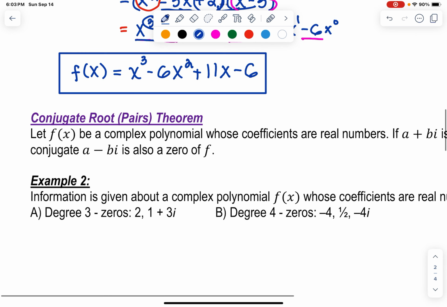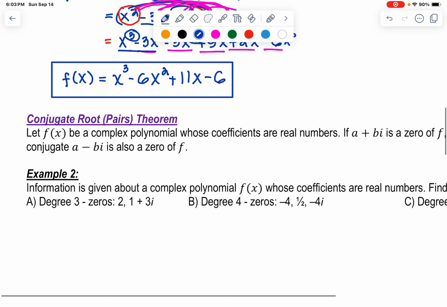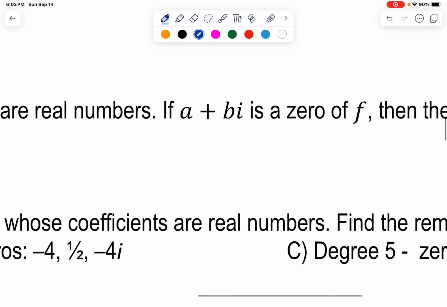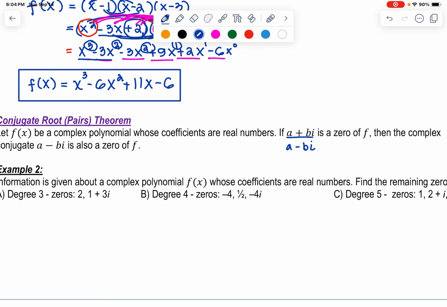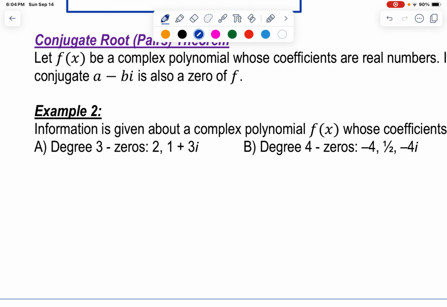Okay, and then before we move on to introducing complex zeros into this, what you need to know is the conjugate pair theorem. The conjugate pair theorem says that if a plus bi is a 0, we know that a minus bi is also a 0. They come in complex conjugate pairs. So if I just give you one of the complex zeros, you can assume the other one is there too. So what do I mean by that?